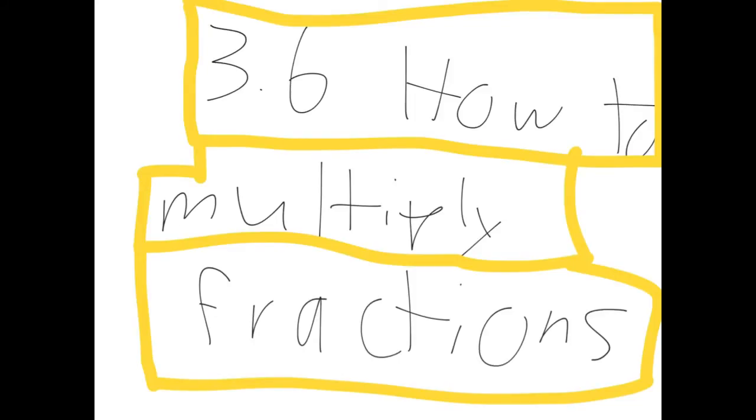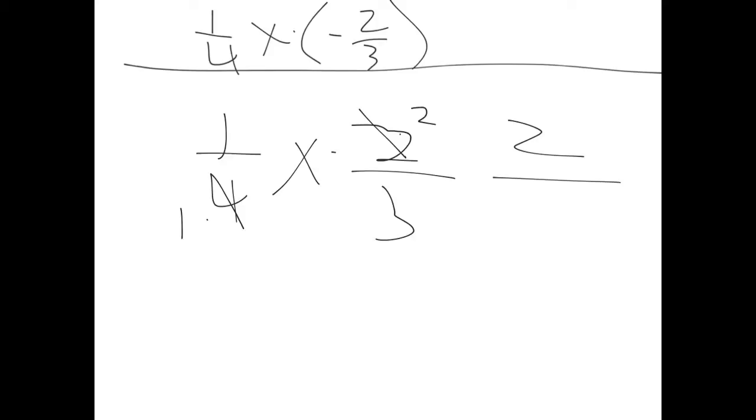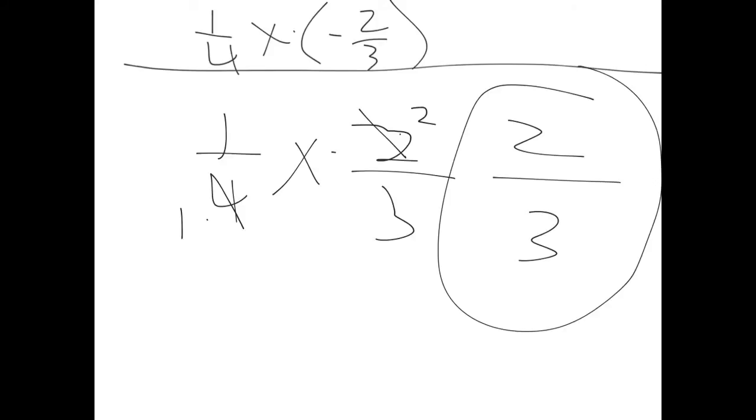3.6, how to multiply fractions. For this problem, 1/4 times -2/3. First you do, so 2 and 4, 2 goes into 4, so 2 goes into 4 2 times, so this becomes a 2. 4 goes into 4 1 time, so now 1 goes into 3, but it's still 1 and 3. So 1 times 2 equals 2, and 1 times 3 equals 3. So your answer is 2/3.